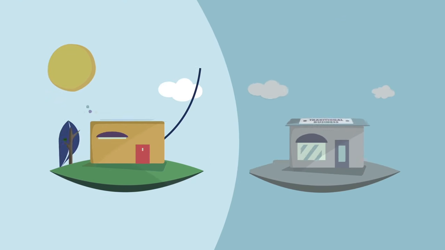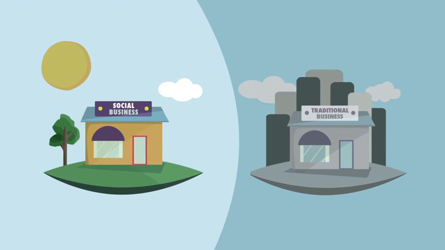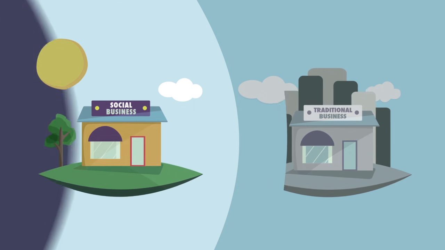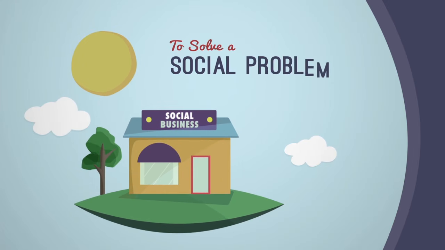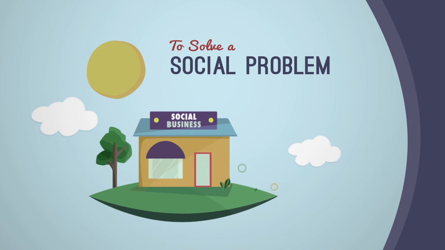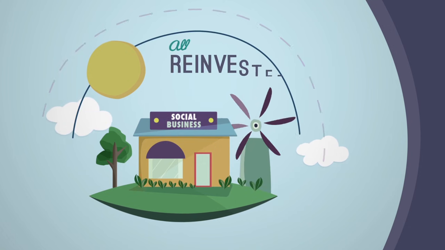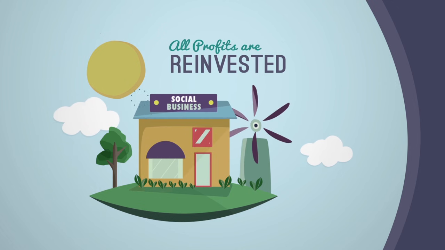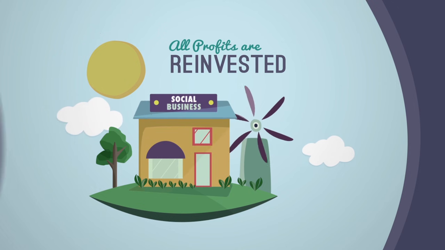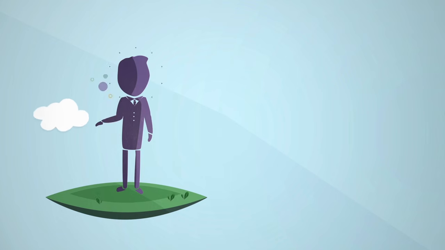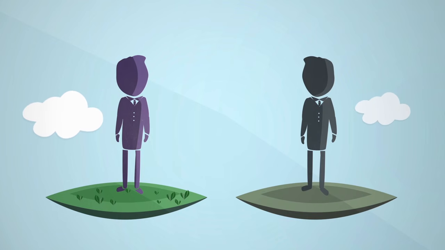What's the difference between a social business and traditional business? Like a charity, a social business works to solve a social problem. But like a business, it's also financially sustainable because all profits are reinvested to help the business grow and benefit society.